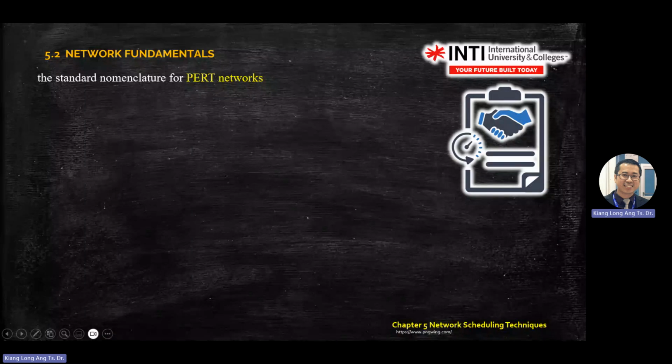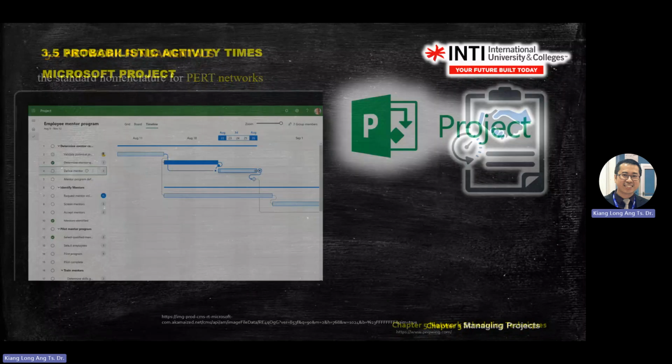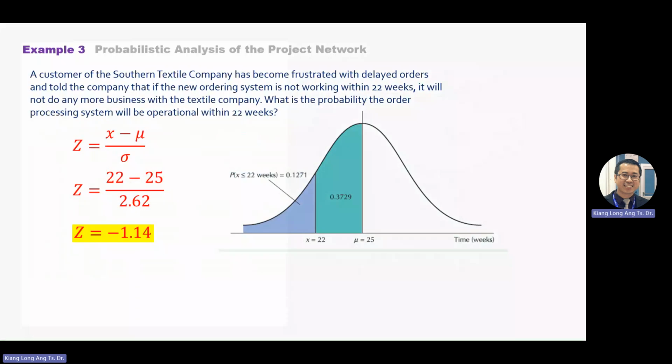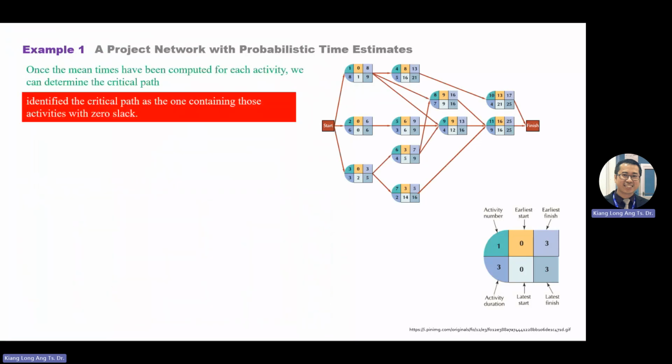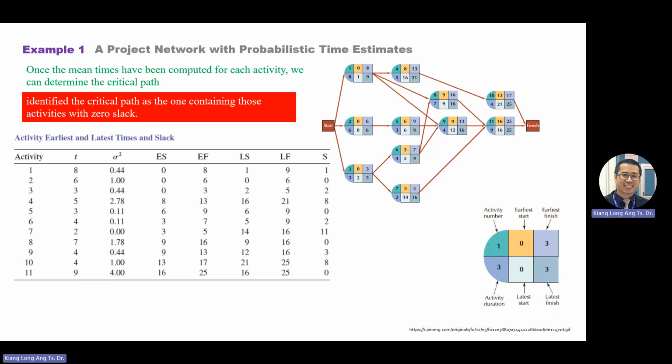Okay, we will recap what we learned before the Chinese New Year break. Previously, we studied this network. There will be a forward pass and a backward pass. Then there are 6 boxes here with the number of activity, duration, earliest start, earliest finish, latest start, and latest finish. Then we do hypothesis.